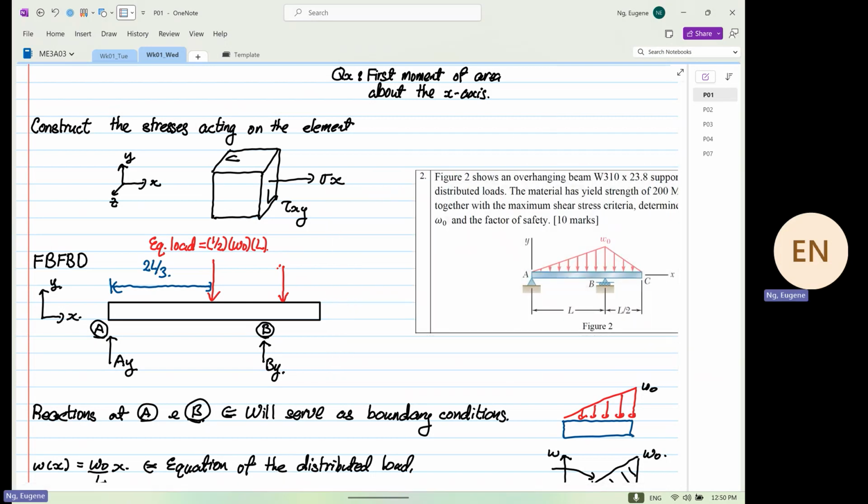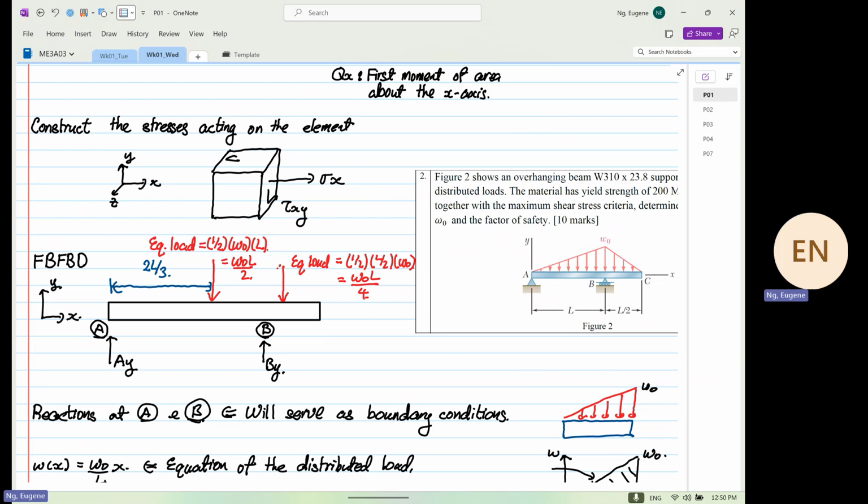So the equivalent load will be equal to half. The base is L over 2. This is omega naught. Okay, so if we look at the distributed load, this is omega naught L upon 4. Over here, this is omega naught L over 2.